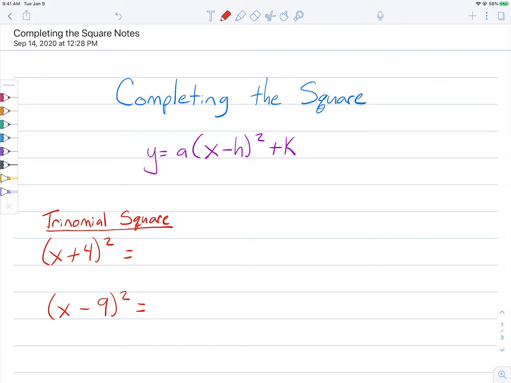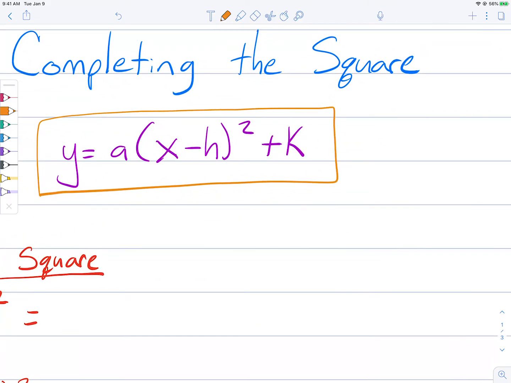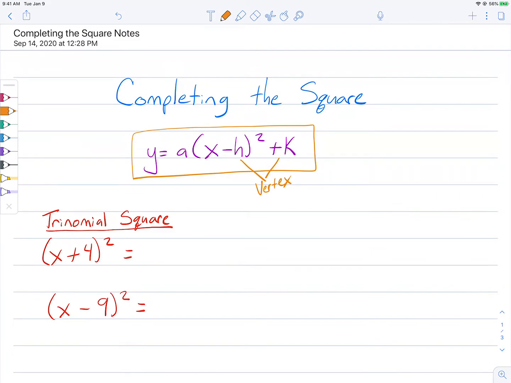Completing the square. So it is very nice when the equation for a parabola is in vertex form, like it is right here, because we can say that the vertex is h comma k. But not all equations come in vertex form, so what we're going to have to do is make them into vertex form. So the way we do that is by completing the square.